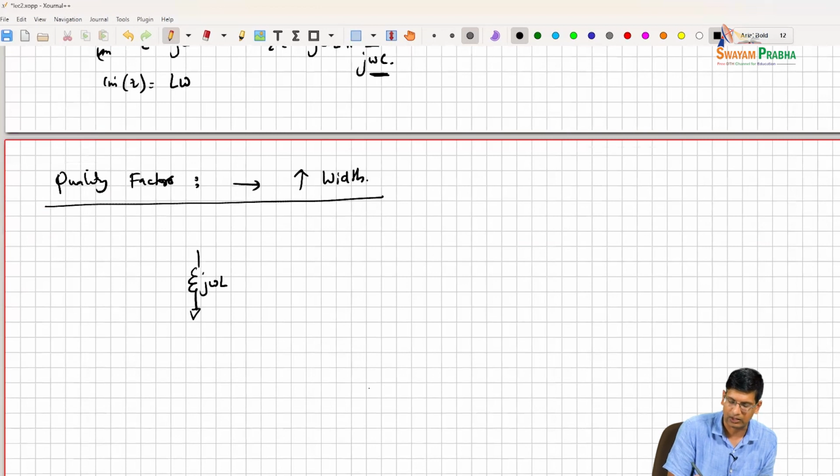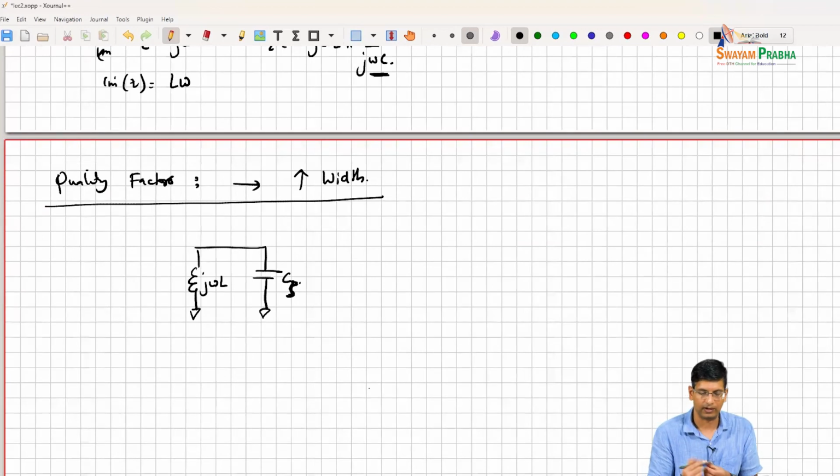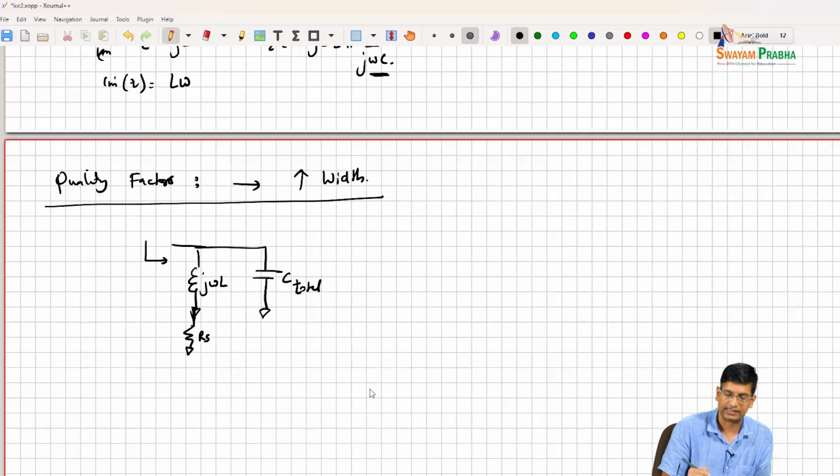So this is j omega L, and this is the free, this is like the C. Let me just call it CS. Let's assume that CS dominates and not the other one. Or let's call this C total, just to keep that in the picture. And I have RS as well, so let's say that I'm ignoring RS for now.